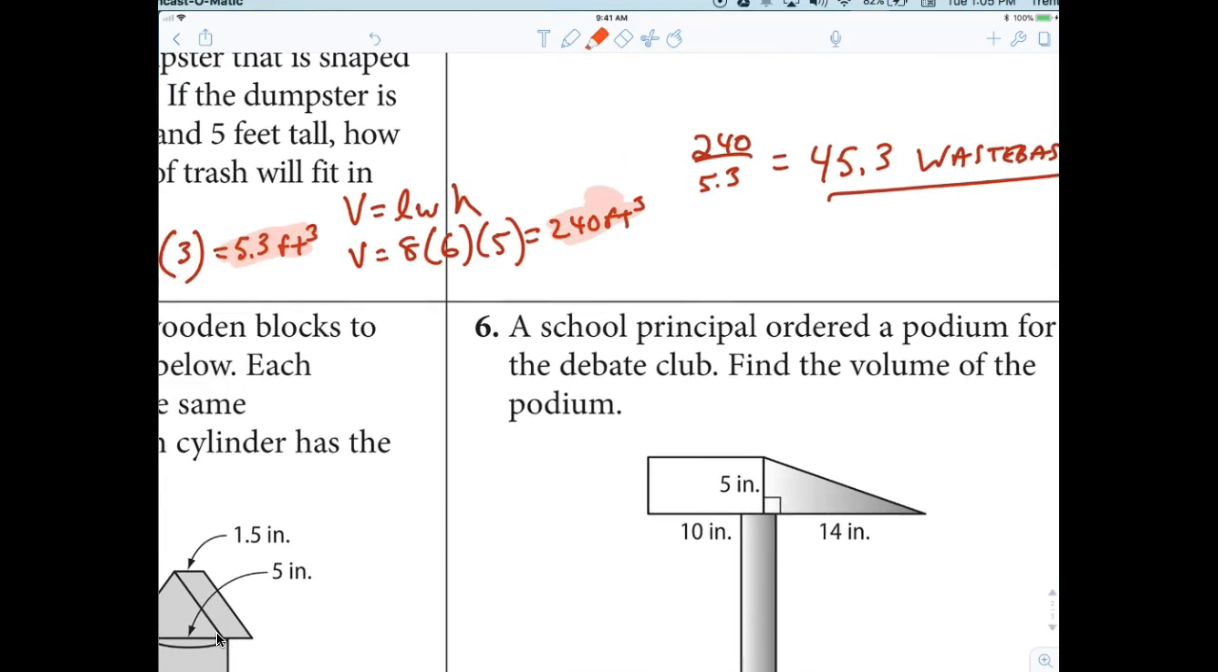240. So now all we have to do is divide 240 by 5.3. Is everybody good on that? That's a really, really important problem, a really good volume problem.